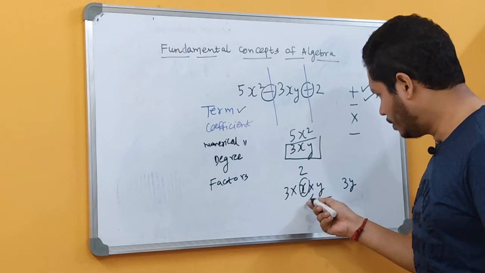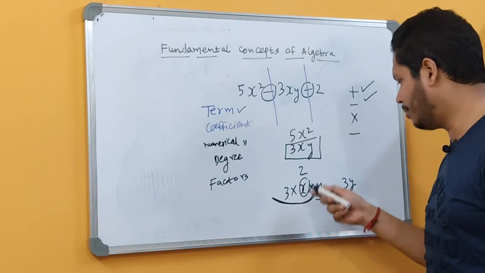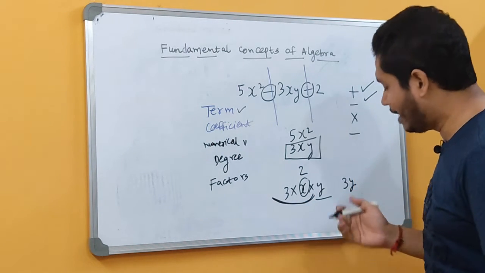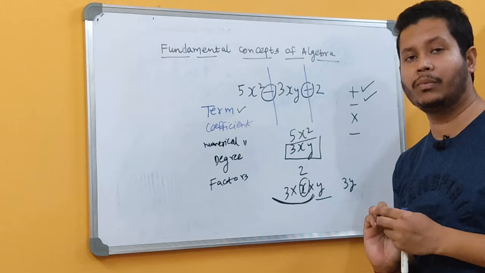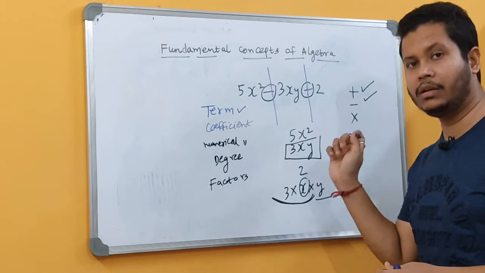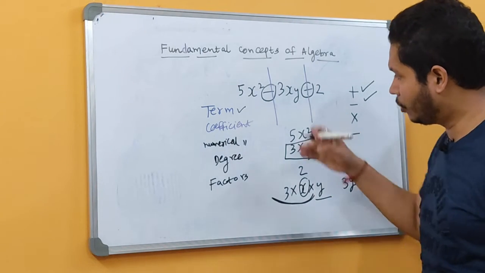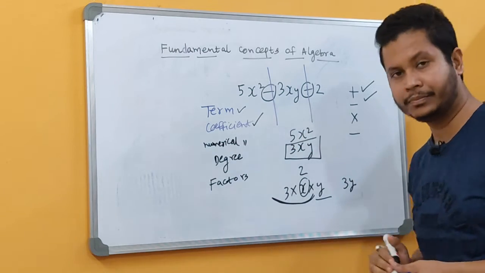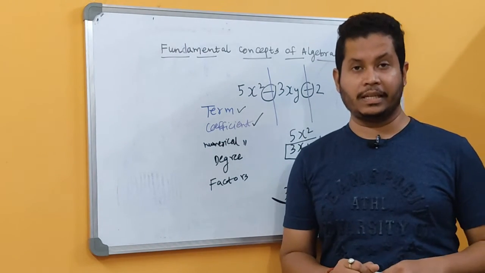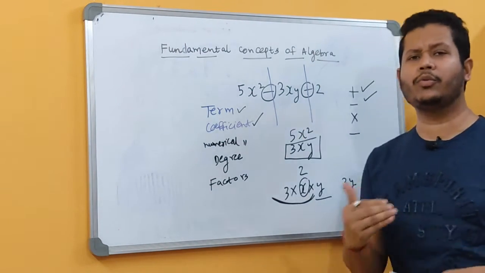So if I closely watch, we have 3x in multiplication with y. So in that case, 3x will be the coefficient of y in this particular term. Okay, so I guess coefficient is clear now. Now the next thing that we are going to see is the numerical coefficient or numeral coefficient.